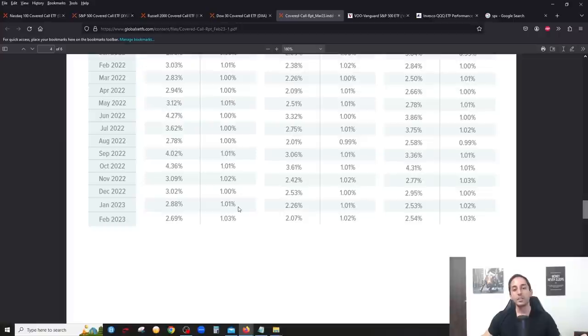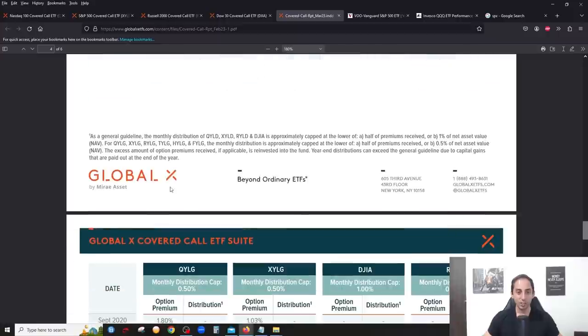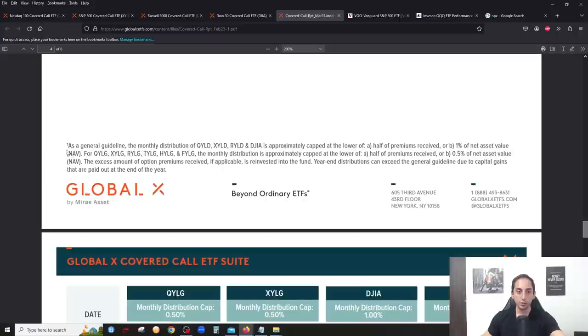So what determines how much they give out and what do they do with the rest of the money, right? That's the key question. Well, it's right here, guys. If you scroll down here, you have the general guideline for the monthly distributions for QYLD, RYLD, XYLD, and DJIA. So the monthly distribution is approximately capped, so it's limited to the lower of half the premium received or 1% of the net asset value. And that is the entire key to understanding QYLD, RYLD, XYLD, and DJIA. So every month, they will give out the lower of, there's two options, right?